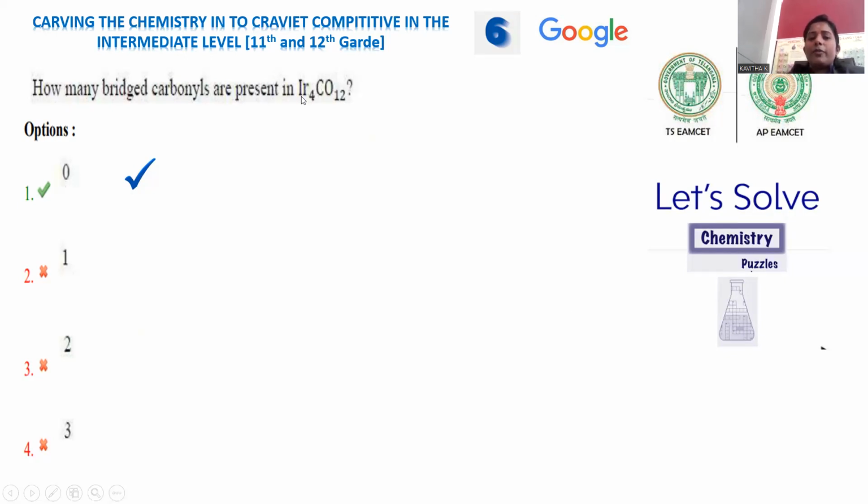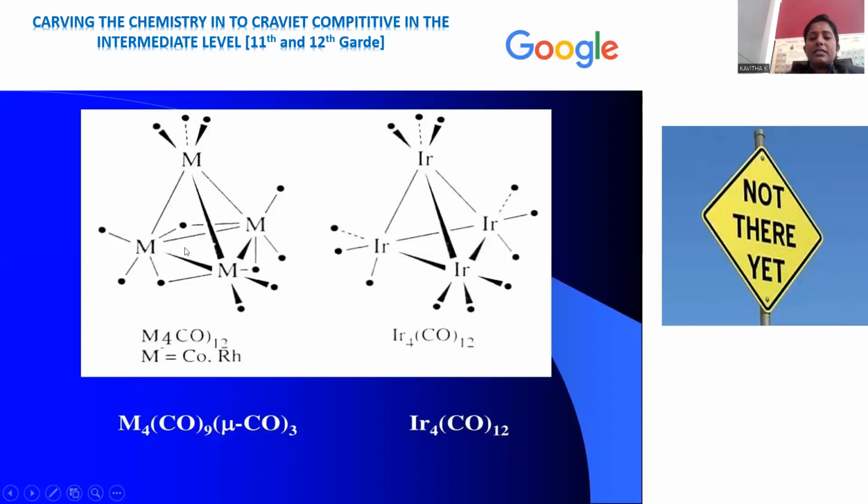Here the compound provided is Ir4(CO)12. They are asking how many bridged carbonyls are there. A bridged carbonyl is one which is connecting two iridium atoms. In between two iridiums, if a carbonyl is there as a bridge, then we can say that is a bridged carbonyl. How many are there? We have to identify. The answer will be 0. Let's see how we can answer 0.